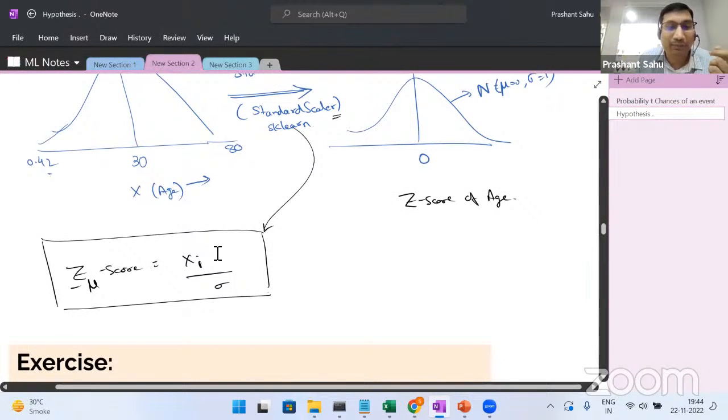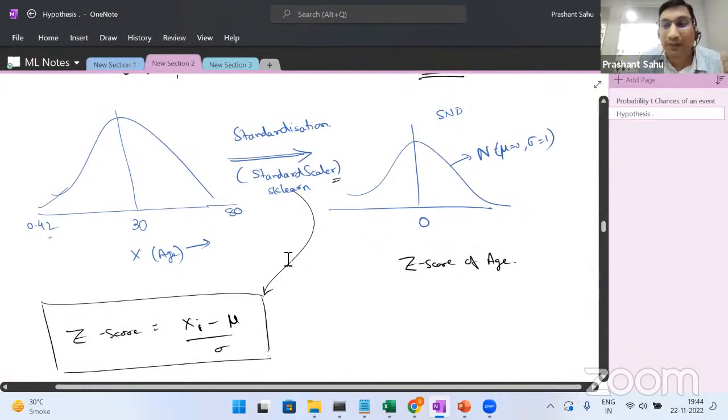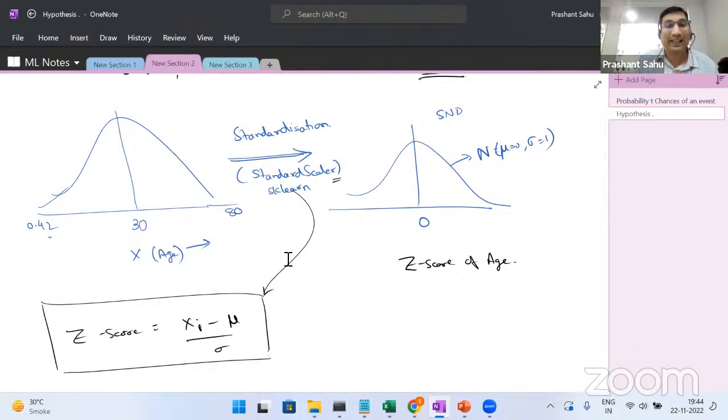So this minus mu was supposed to be here. Oh, sorry, minus mu. So yeah, this is the formula. You are subtracting the mean and dividing by the standard deviation. That is basically you are standardizing that variable. Correct. So you are removing the mean and scaling it to unit variance.